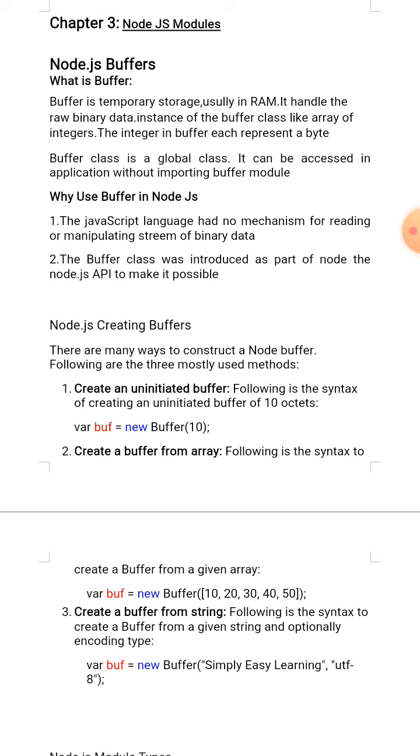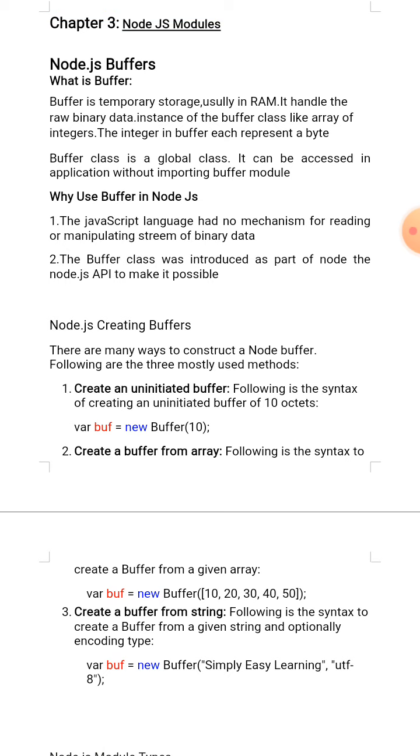Following is the syntax of creating an uninitiated buffer of 10 octets. That means the syntax of creating an uninitiated buffer is: var buff is equal to new Buffer(10), where var means variable, buff is the variable, equal to new Buffer.